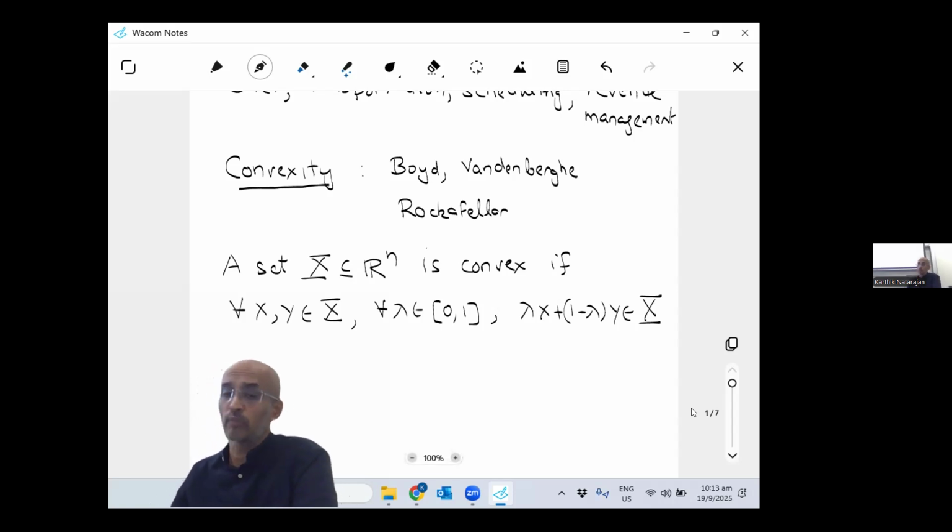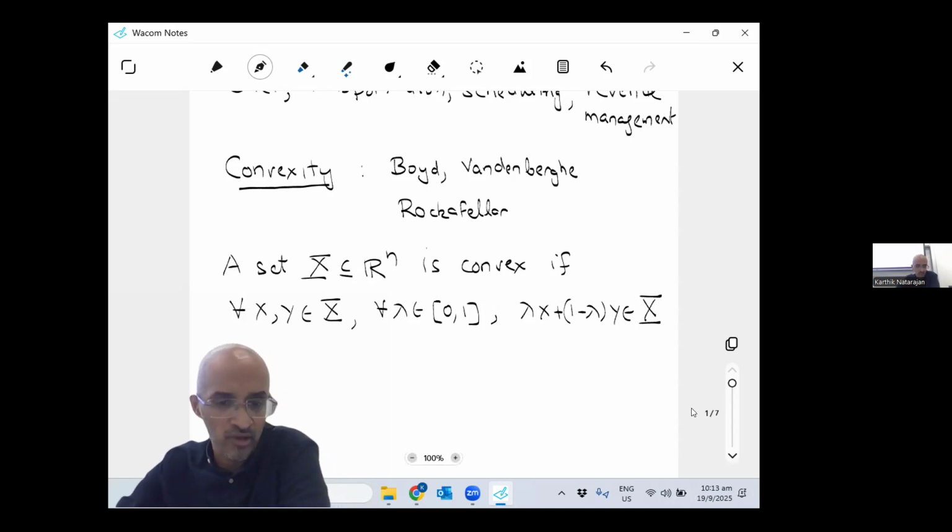So I'm looking at sets in Rn. So what's a convex set? Take any 2 points in the set, x and y. Take any scalar value between 0 and 1 and take what is called the convex combination. Take lambda times x plus 1 minus lambda times y. This should also lie in the set X. That's the definition. So let's look at some examples.